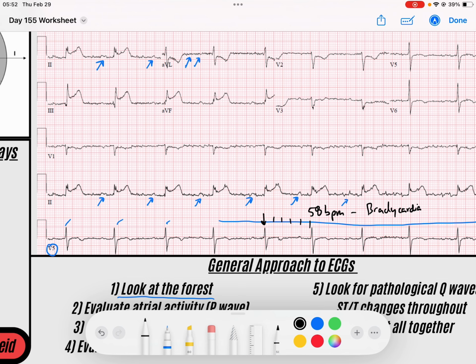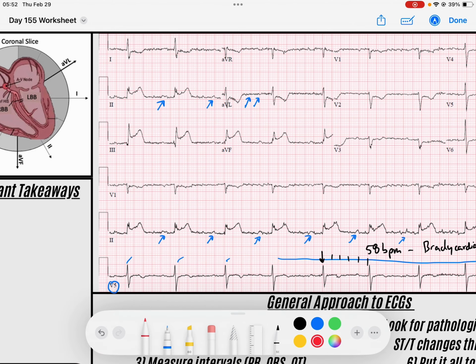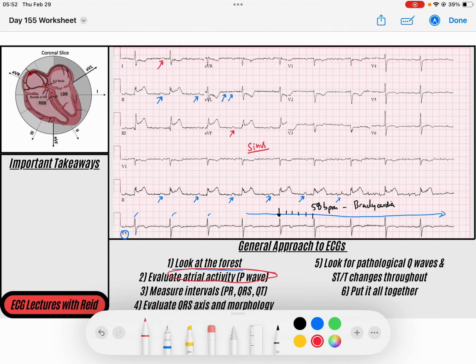Okay, so let's evaluate what the atria are doing. We said that we had P waves, and what are they like? Well, those P waves seem to be upright in lead I, and they seem to be upright in aVF, so I would say that these are sinus P waves. So we've got sinus bradycardia.